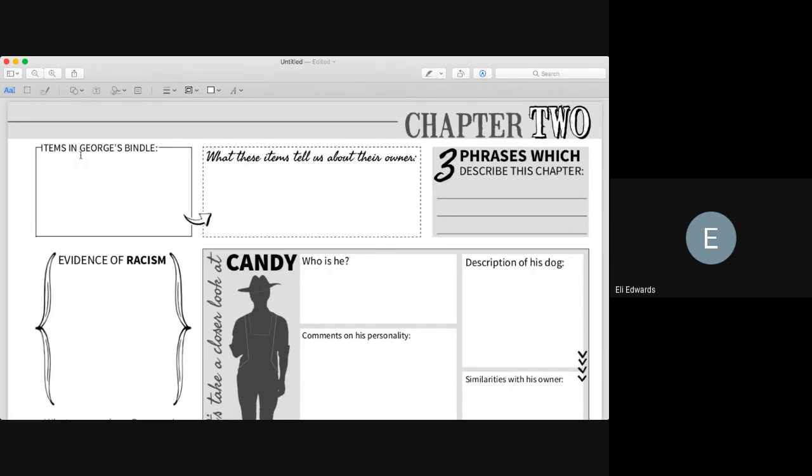Items in George's bindle. Early on, it brings up some items, for instance the razor and a bar of soap. There are other items that you are going to have to list. You find the other items, so we're not just giving you the full answer on this. But what does this tell you about the owner? Well, you want to think about it. A razor and a bar of soap tells you that he is clean. So you just look at whatever it is and then you come up with an adjective.